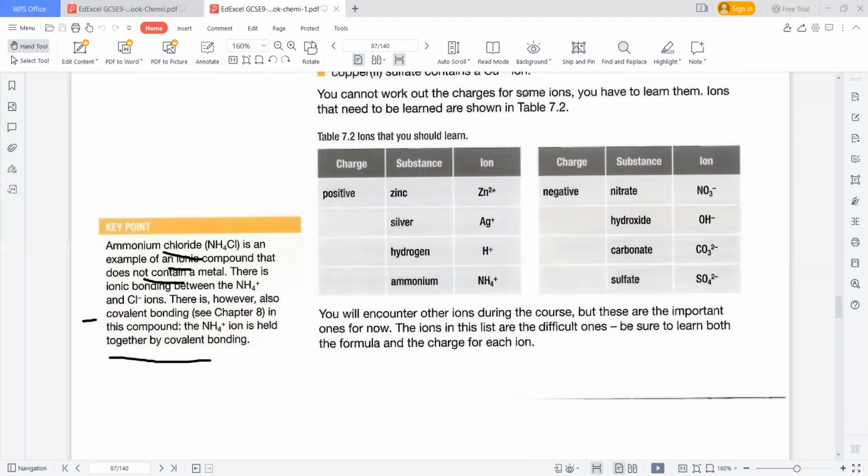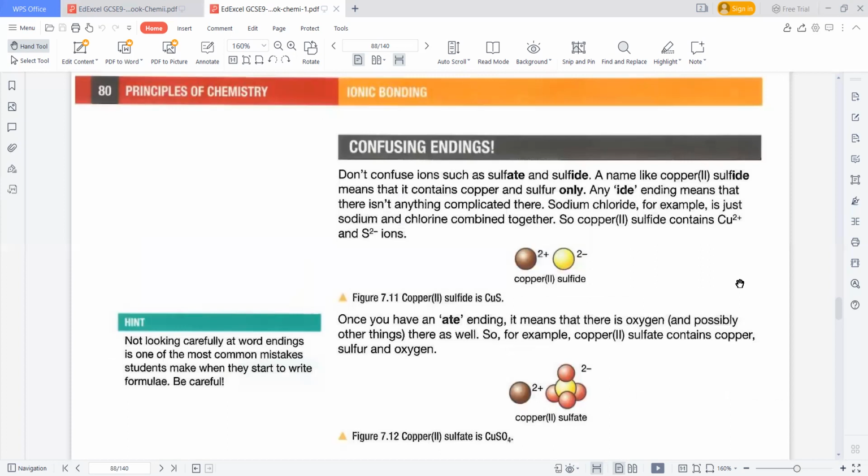We can simplify this by saying that in this case, there is a huge difference in electronegativity, and that is why these two are holding each other strongly. However, the type of bonding is really not purely ionic, it is a polar covalent bond in which both sides have a huge gap in electronegativity, making one side positive and the other negative, so that they stabilize each other. Now, here's another thing: do not confuse sulfate with sulfide. A name like copper(II) sulfide is also there.